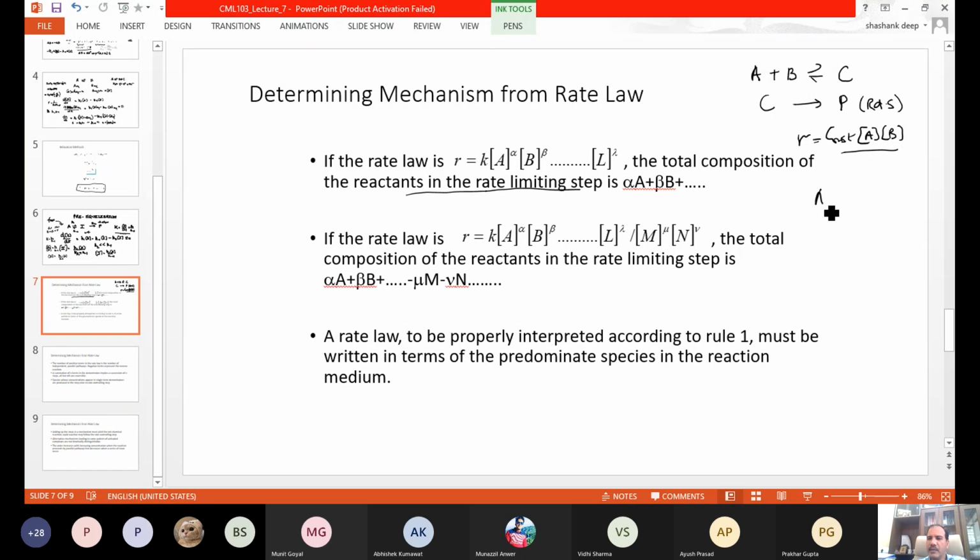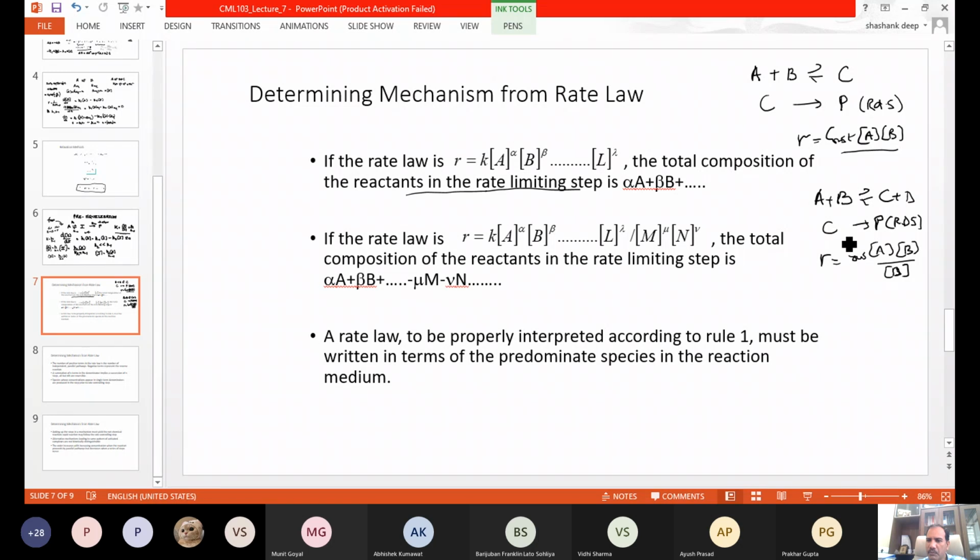Suppose I take A plus B going to C plus D, and then C goes to P, and this is the RDS. In that case, your R should be a constant into A into B divided by D. So divided by this. This is the RDS, you remember that.